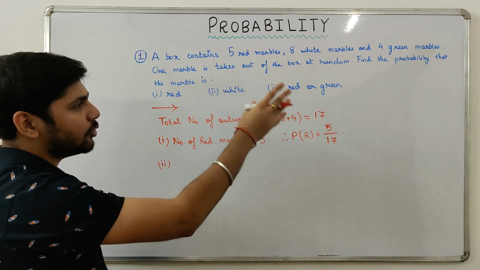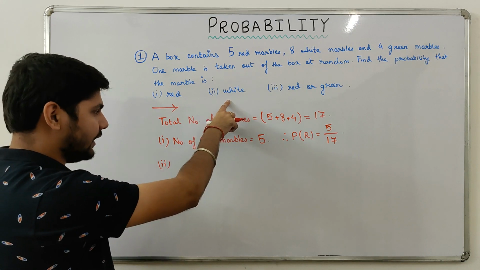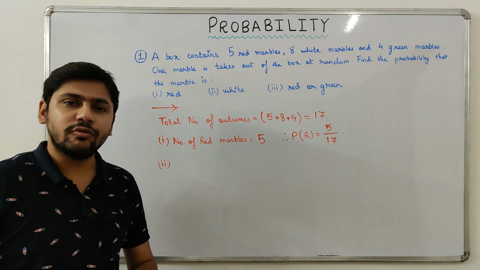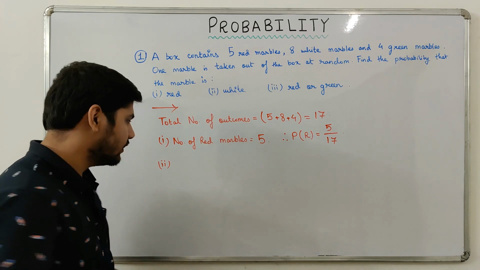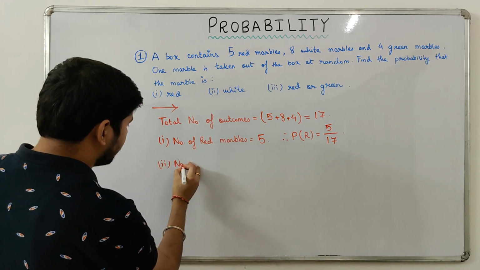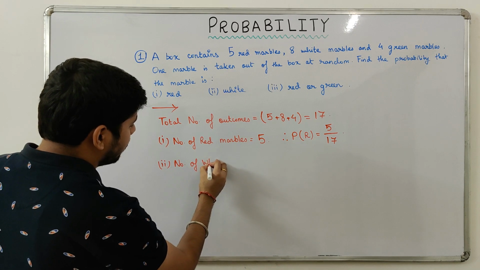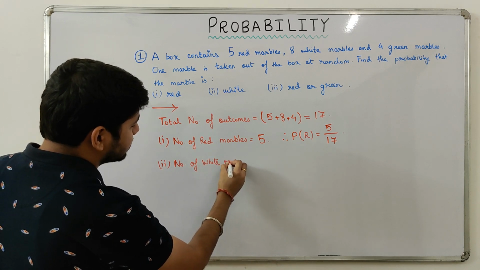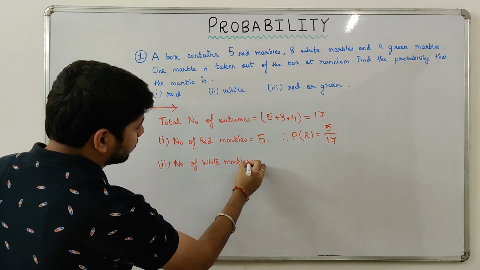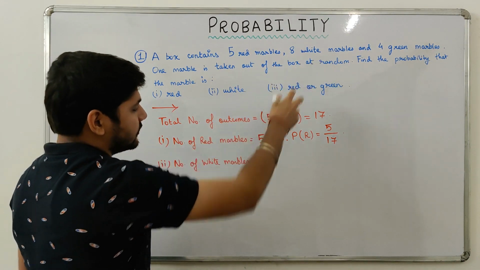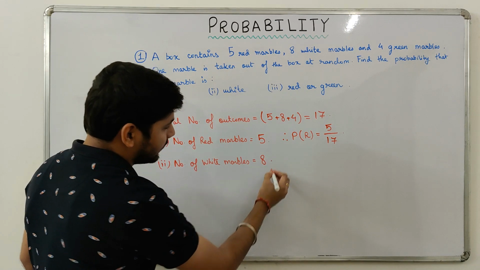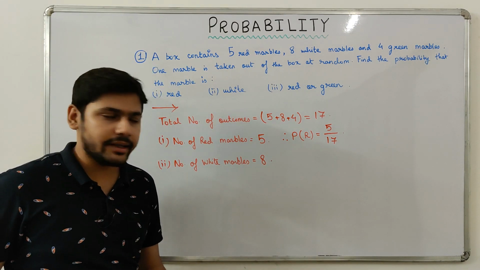which is find the probability that the marble is white. So over here also we have to find the total number of white marbles that are present in the box. So number of white marbles, and that is equal to 8 white marbles, so 8. Now we can easily calculate the probability.